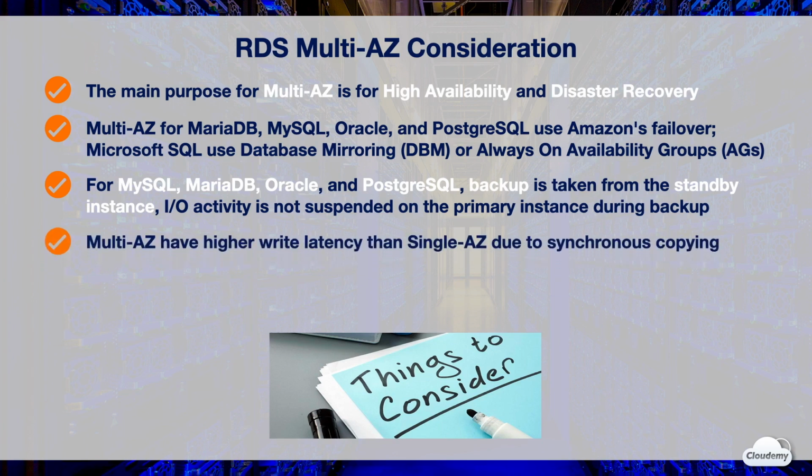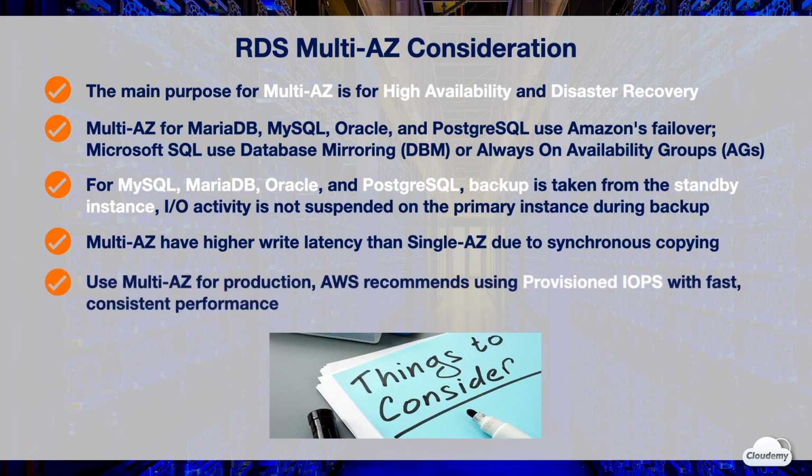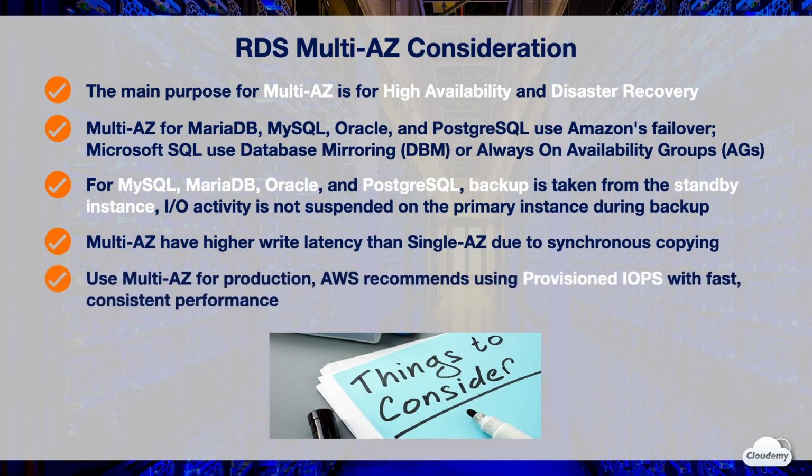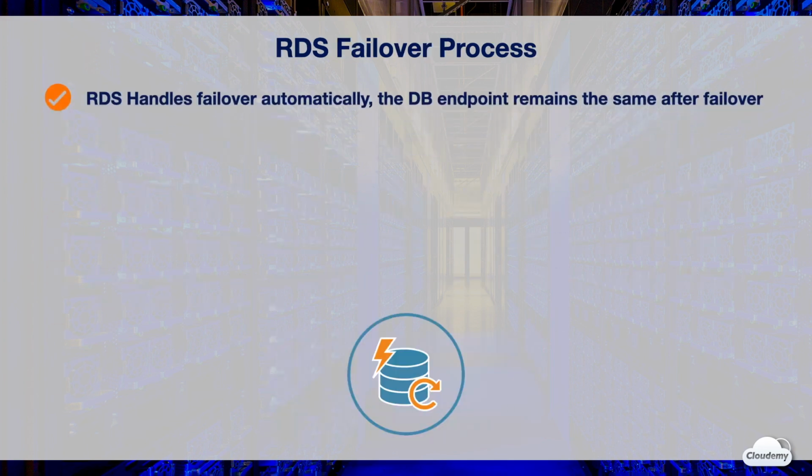DB instances using MultiAZ deployments have higher write and commit latency compared to single AZ deployments, due to the synchronous data replication that occurs. When you deploy MultiAZ for production workloads, AWS recommends that you use provisioned IOPS storage, and DB instance classes that are optimized for provisioned IOPS for fast and consistent performance. In the event of a planned or unplanned outage of your DB instance, RDS automatically switches to a standby replica in another availability zone if you have enabled MultiAZ. RDS handles failovers automatically, so that you can resume database operations as quickly as possible without administrative intervention.